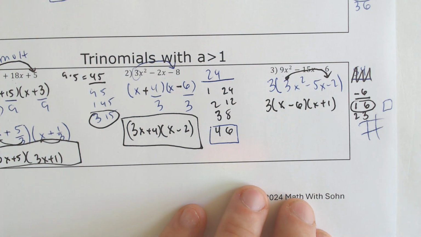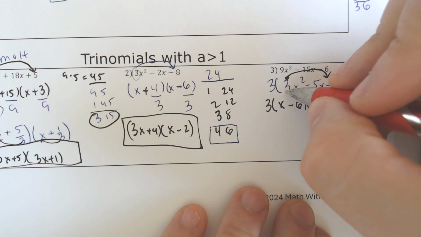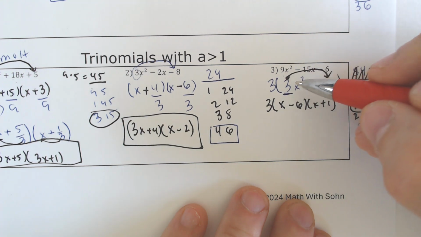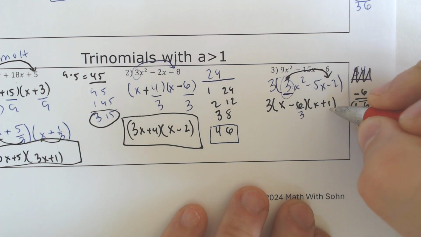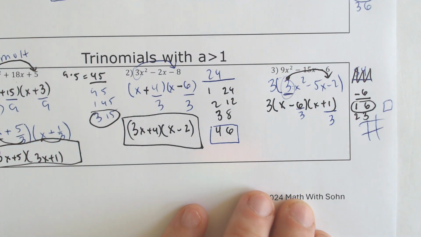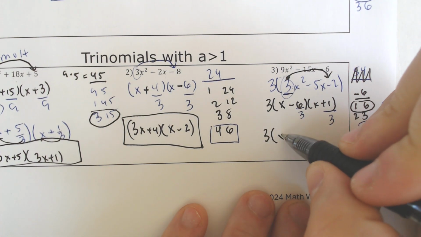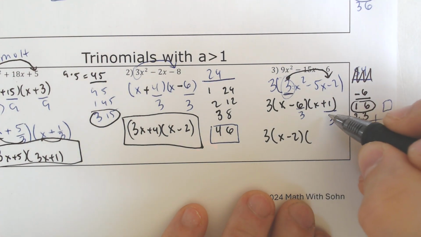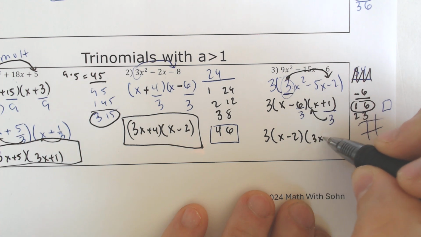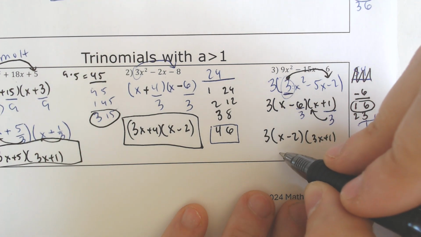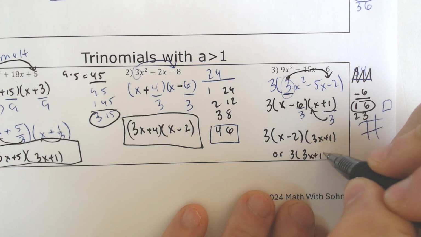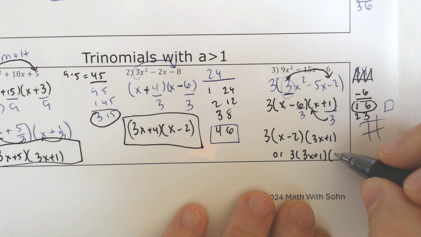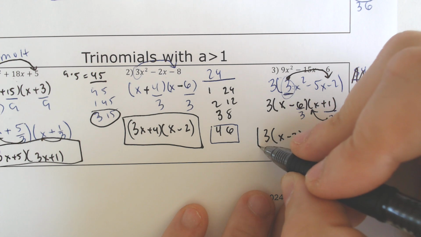The thing that most students forget to do is they forget to divide by the number that they multiplied by in the beginning, which was this 3. That 3 you have to divide both of these still individually by. So this is going to be 3 with an x minus 2. And this 3 goes in front of the x, so this would be 3x plus 1. You could also write it as 3 with the 3x plus 1 and the x minus 2. Both of those are correct.